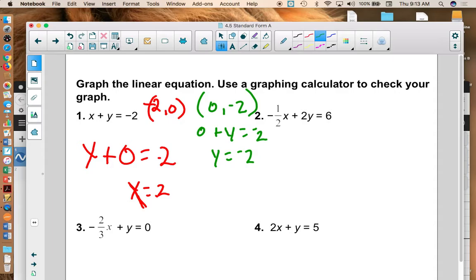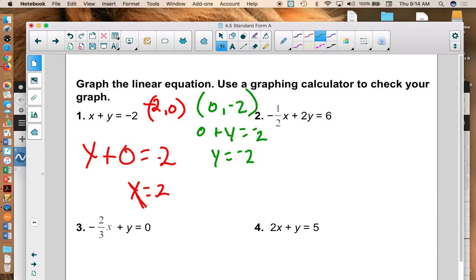Now, do you type in y equals negative 2 to be able to graph it? No. That doesn't work, does it? What kind of a line do we get if we type in y equals negative 2? What do we get, G? A horizontal line. That won't work for us. But if you type in x plus y equals negative 2, you get a line. Is the slope positive or negative in this one? Negative. Good. Okay.